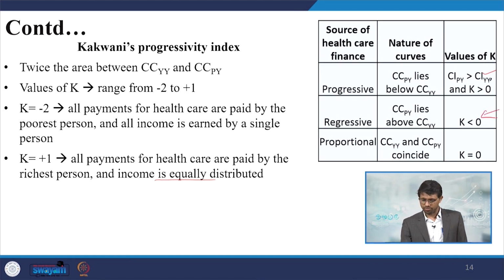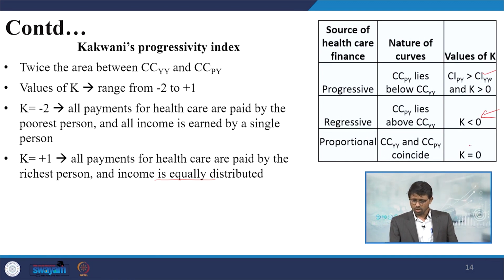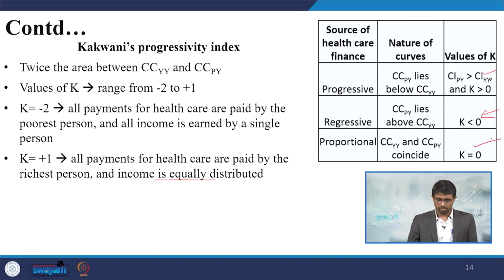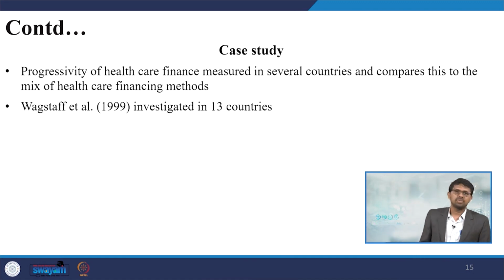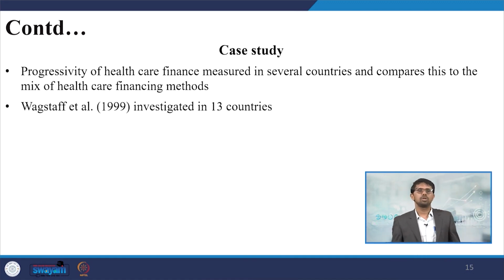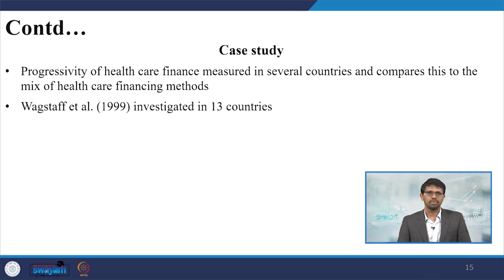You can just follow. If you have any clarification required, we will be happy to address it in the clarification class or in the live interaction session. Otherwise, in the proportional case, K would be 0. So, one case study we are presenting in front of you is just to understand the concept of progressive or regressive structure, and you can also understand which type of financing methods are followed in which country.